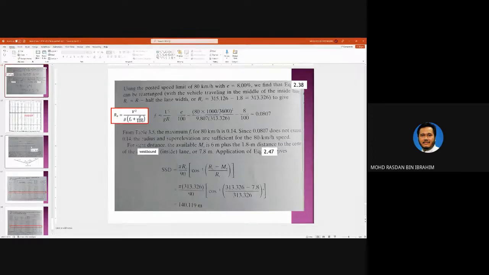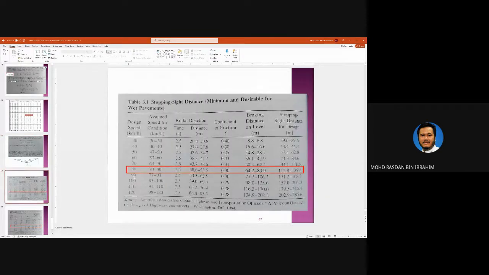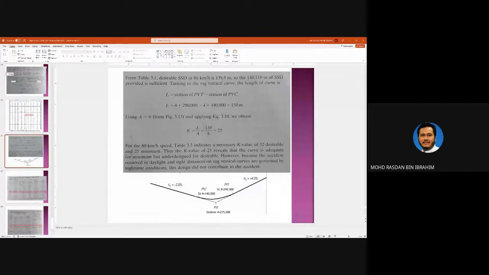Okay. So from table 3.1, desirable SSD at 80 kilometers per hour is 139.4. What we calculated just now is 140, so it is adequate, more than 139.4. Okay, that's one thing.